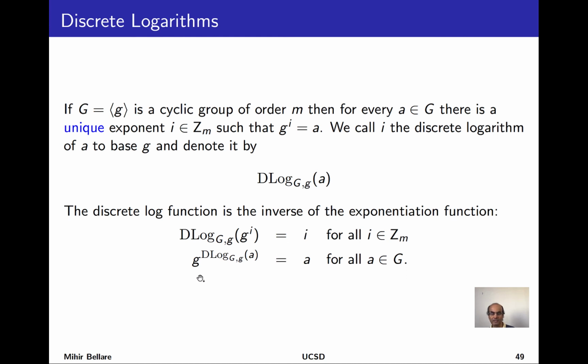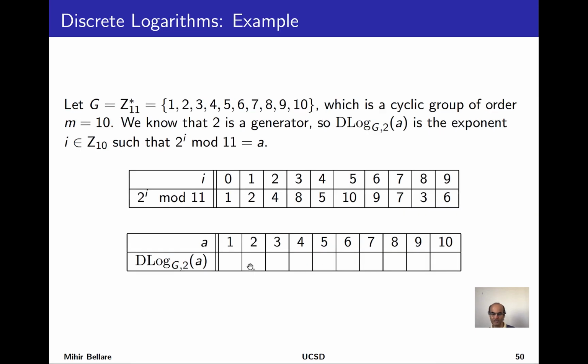Similarly, if I raise g to the power the discrete log of a, then I will get back an i such that g to the i is a, and so this returns a. Okay, so in this sense, the two functions reverse each other.